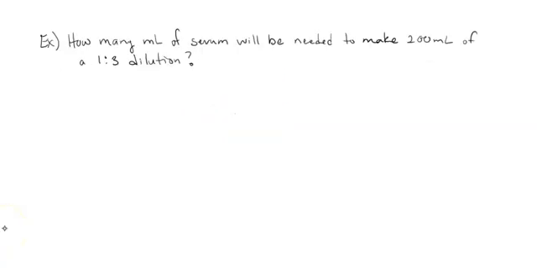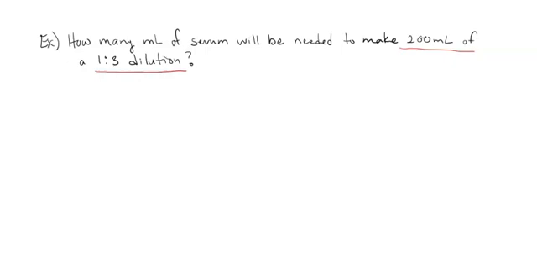In this next example, it's asking how many milliliters of serum will be needed to make 200 milliliters of a 1 to 3 dilution. Now, we haven't seen an example like this, but we have to use the information that we're given in order to solve this question. So what is the information that we're given? We're given that we have 200 milliliters of the dilution, and the dilution is a 1 to 3 dilution. So how can we use that information to solve?